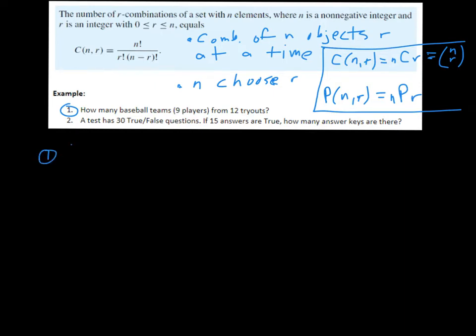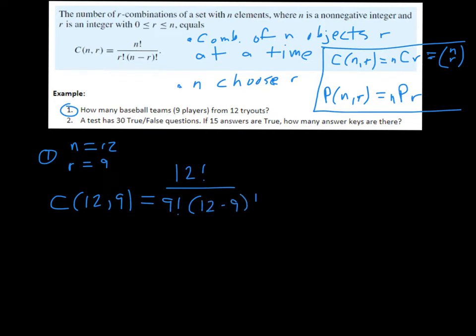Well, there are 12 people trying, so n is equal to 12, and we're going to be choosing 9 of them. So r is equal to 9. So this is combinations of 12 objects taken 9 at a time. So this is equal to, according to this formula up here, 12 factorial divided by 9 factorial times 12 minus 9 factorial. Now, we can play that same little game we had a second ago, where we do the cancellations. So before we do, let's just write this as 12 factorial over 9 factorial times 3 factorial.